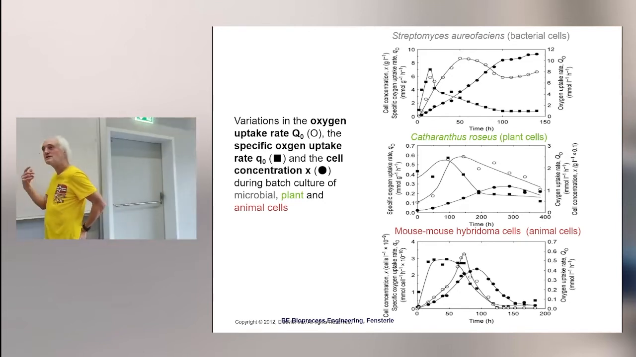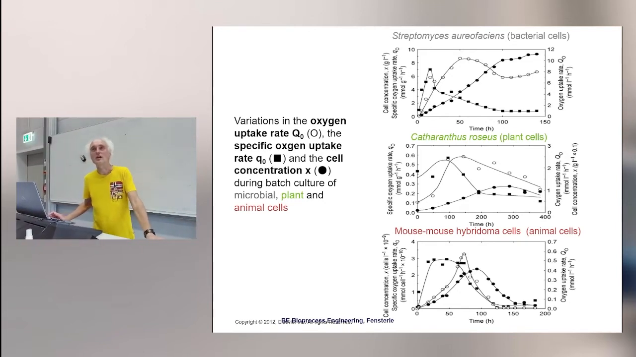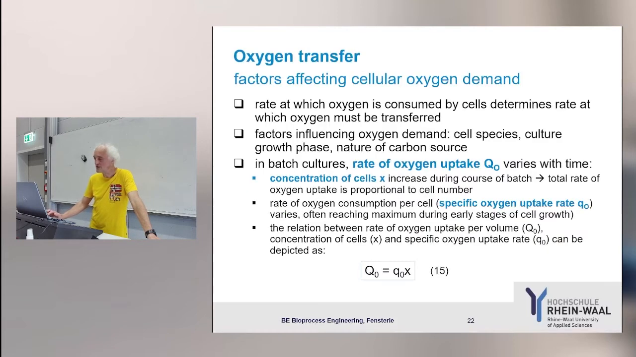However, if we use that for our calculations, we nevertheless assume that it's constant. There is a question. I'm sorry, I haven't really grasped what the difference is between oxygen uptake rate and specific oxygen uptake rate. So the specific one is this chart here. The oxygen uptake rate takes into account the specific oxygen uptake rate and the cell concentration. Because it's evident, the more cells you have, the higher the oxygen uptake rate is at the end.